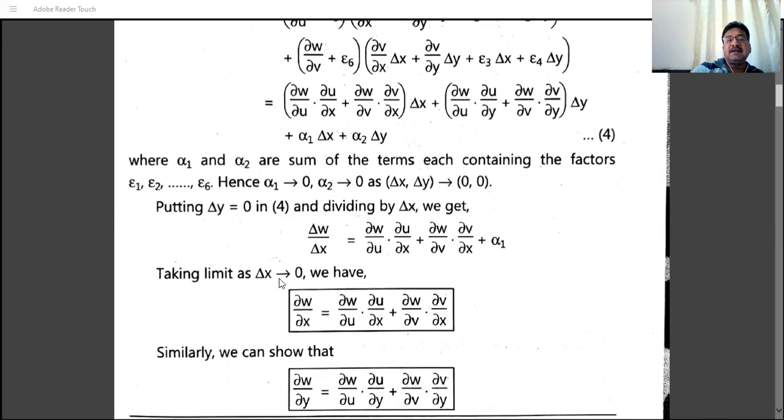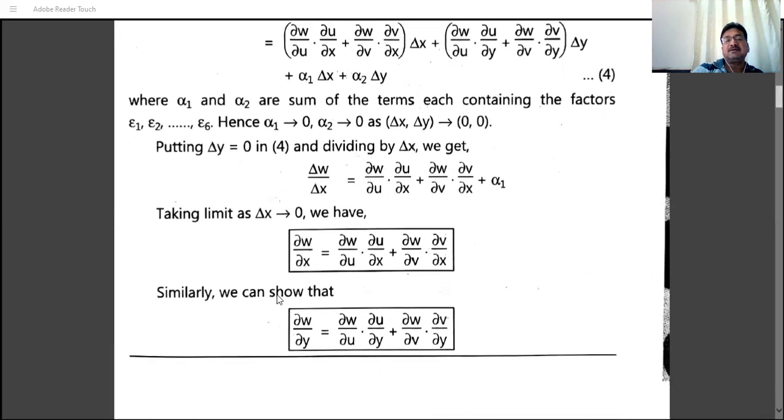And then taking the limit as delta x tends to 0 of both sides, we have delta w by delta x is ∂w by ∂x, and the limit of this factor is itself, and the limit of alpha 1 as delta x tends to 0 is 0, because alpha 1 and alpha 2 tend to 0 as delta x and delta y tend to 0. Actually delta y is 0 and delta x also tends to 0, then the limit of alpha 1 is 0. So we have ∂w by ∂x is this: ∂w by ∂u times ∂u by ∂x, plus ∂w by ∂v times ∂v by ∂x.